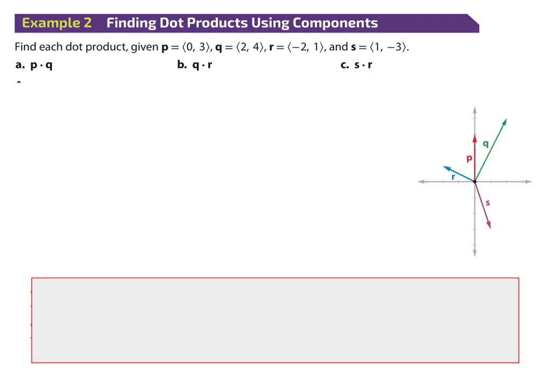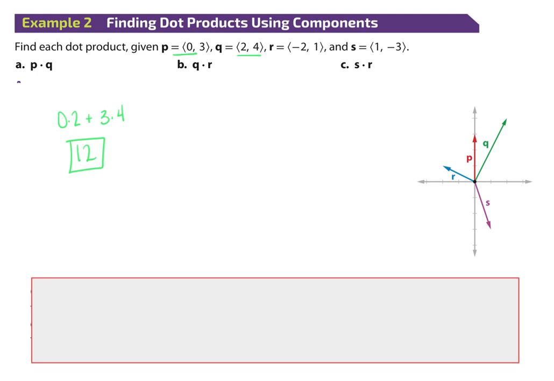So let's look at this example. Find each dot product, and they've given me three different vectors. The first one they want me to do is P and Q. Well, I just found out that to get the dot product, I can take the X values and multiply them, and the Y values and multiply them and add them up. So if I'm doing P and Q, I'm going to say 0 times 2 plus 3 times 4. So my dot product here is going to be 12.